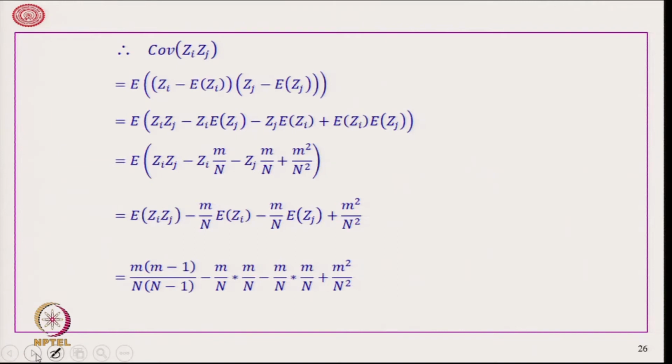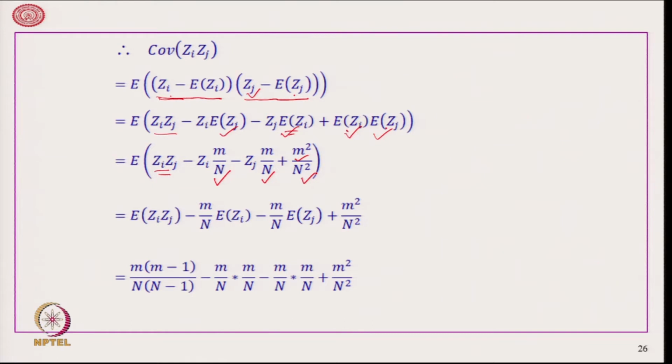Therefore, covariance of Zi Zj, which is defined as expectation of Zi minus expected value of Zi into Zj minus expected value of Zj, is equal to expected value of Zi Zj minus expected value of Zi times expected value of Zj minus expected value of Zj times expected value of Zi plus expected value of Zi times expected value of Zj, because for each Z the expected value is small m upon capital N. Similarly, expected value of this is also m upon capital N, and both of them are giving me small m square upon capital N square.